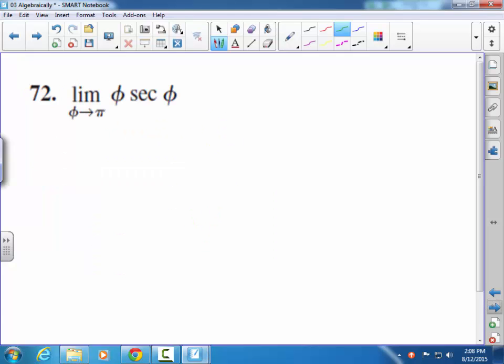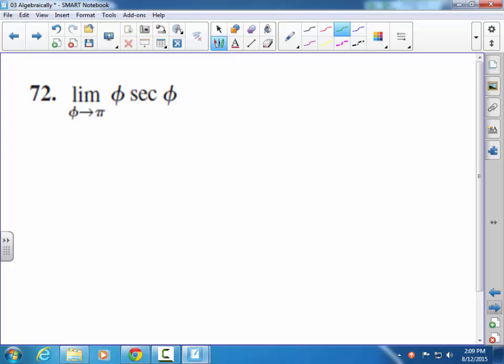Okay, so what about this? The limit as phi sec phi. I think that's what that letter is. It's not pi. Is it phi or is it? I think it's pi. Okay. The limit as phi approaches pi of phi sec phi. Where do you start?